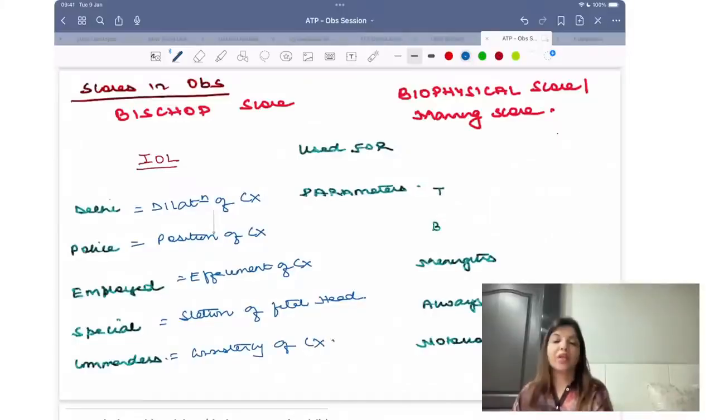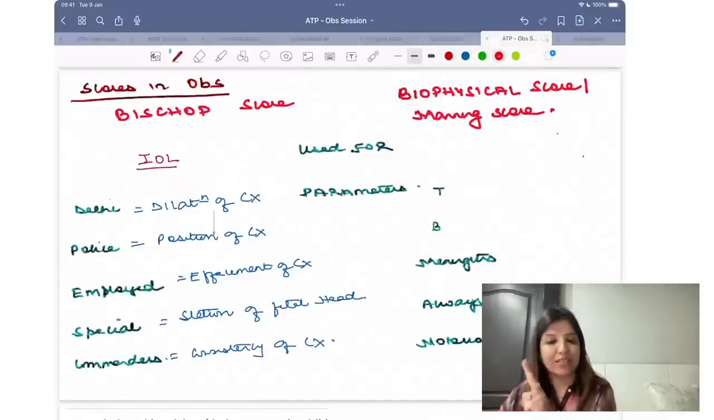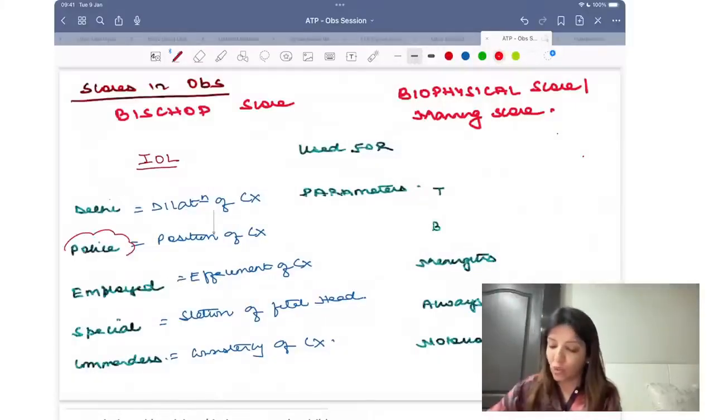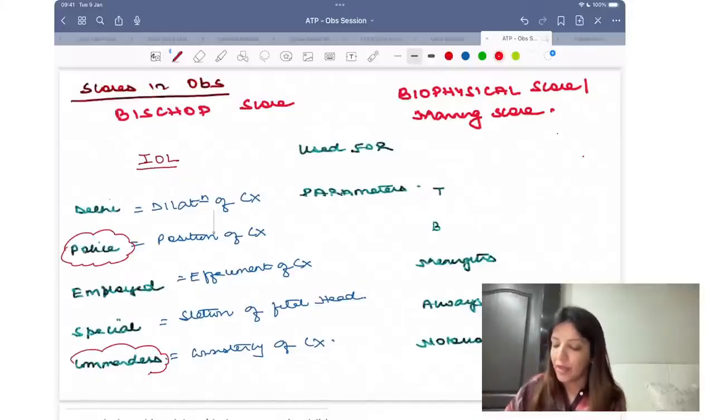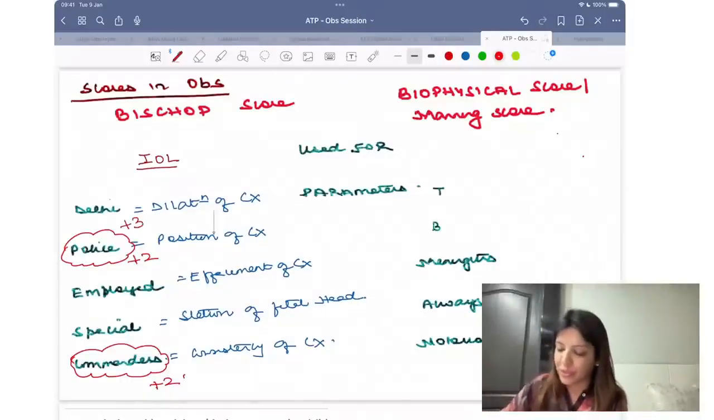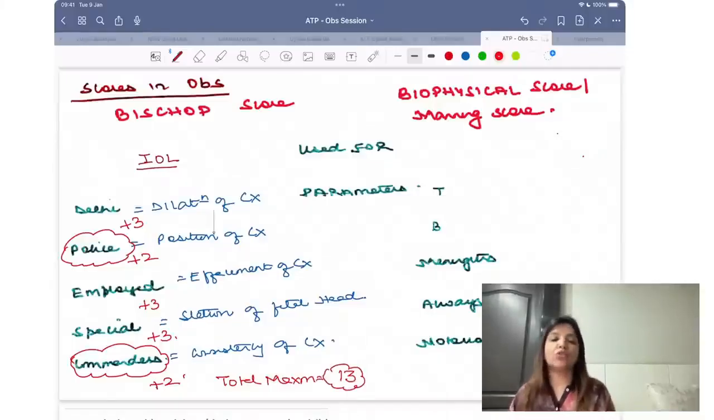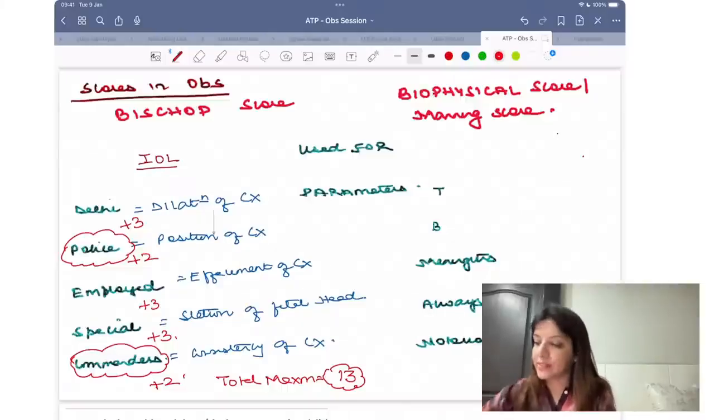consistency of the cervix. Out of these five parameters, 2 parameters have a maximum score of 2. So Priyanka Chopra, P and C: their score is maximum plus 2. The rest 3 parameters have a maximum score of plus 3. So the total maximum score which a patient can get is 13. Right? Total score which a patient can get in case of Bishop score is 13.